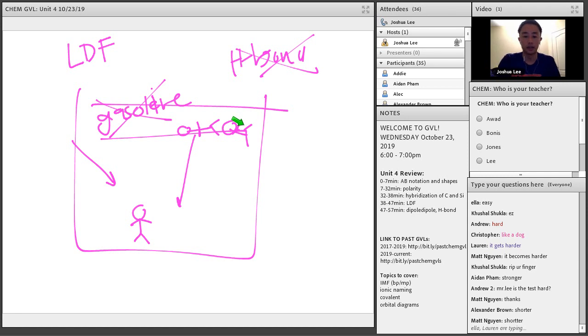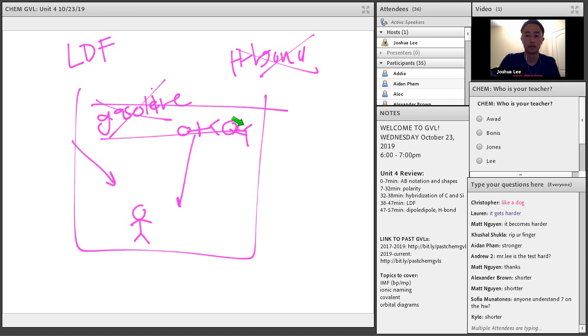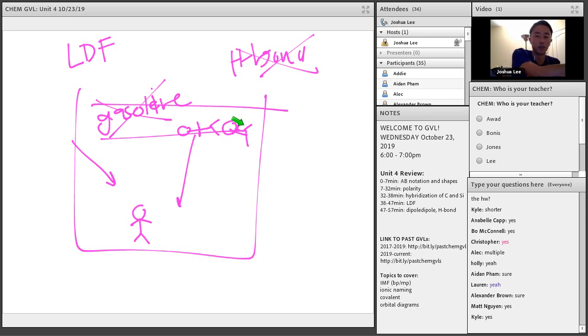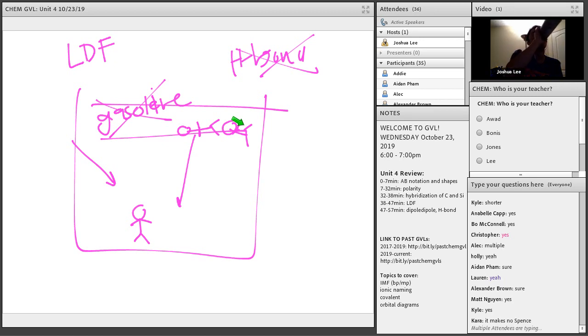So next, do you guys want like a boiling point problem? A bunch of you guys are asking about question 7. What is question 7 on the homework? Is it a boiling point problem? It makes no sense.